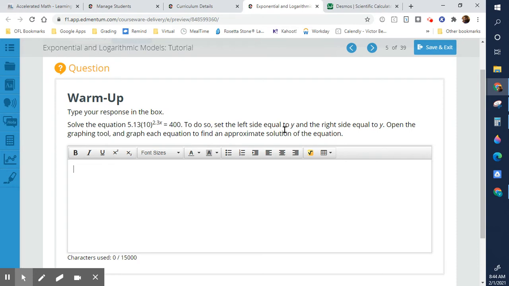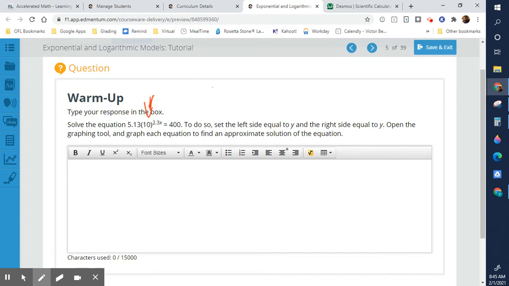To do so, you'll need to use the left side and the right side, and open the graphing tool. Oh, I see what they're making us do here. Oh, interesting. But we actually won't have to try that hard. So one of the benefits here is our log is a 10.